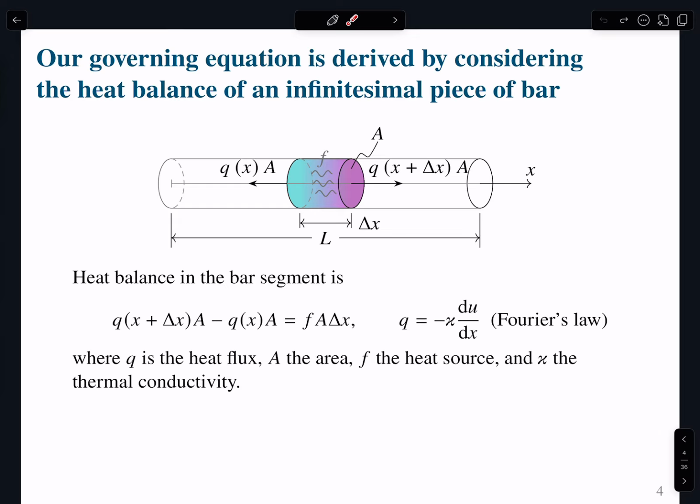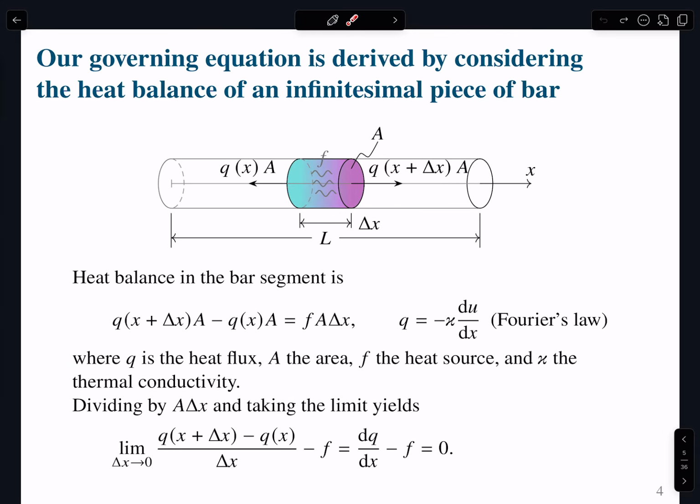So if I now look at the balance, let's say an equilibrium of heat fluxes in that infinitesimal piece of the bar, then I have basically Q, which is my heat flux at x plus delta x multiplied by the area. I have to consider the area of that section, minus Q of x times A, which is this part here, is going to be equal to F, which is my source term. This is potentially something that is generating heat inside my bar. And so that equilibrium has to hold. Then we do the same thing we did for the one-dimensional elastostatics problem. We divide by A dx, and we take the limit. And so the first term here is essentially the definition of the derivative. So this is going to become dq dx minus f is equal to 0.